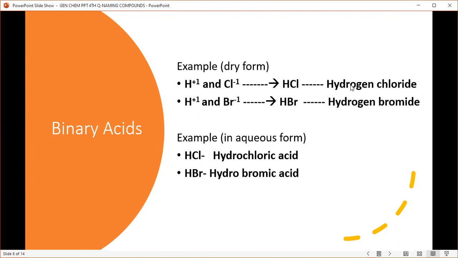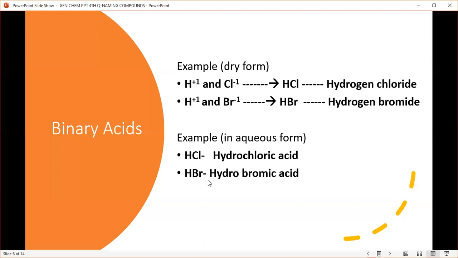So when you are going to place these binary acids in dry form into an aqueous solution or a water solution, how do we name it? First, we have to write the term hydro. So for HCl, that's going to be hydro. And then the stem of the name of the non-metal, that is chlor. And then just simply add the suffix IC and the term acid. So that's going to be hydrochloric acid.